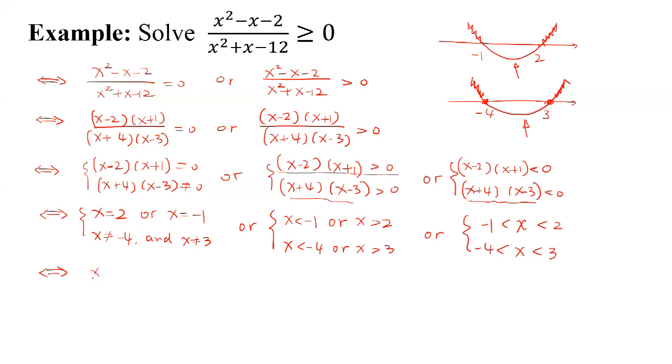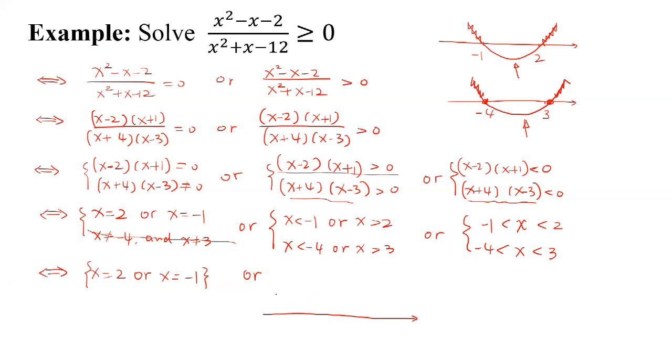Okay, then we need to try to simplify each of the solutions. First of all, x can be 2 or x can also be minus 1, right? If x is 2 or x is minus 1, of course, x is not minus 4, x is not 3 either. So we can just cancel this, right?